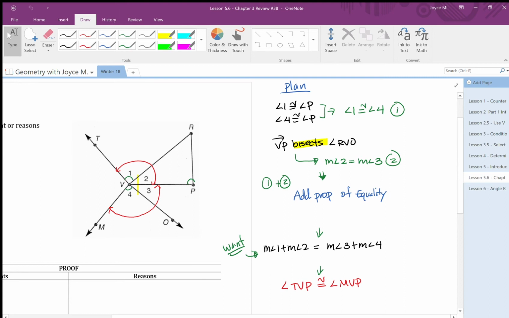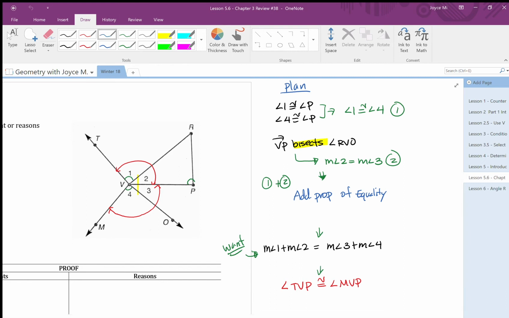So first thing, I use the given information, this piece of given information right here. I come up with angle 1 congruent to angle 4. I also use a given piece, the bisector, to get angle 2 congruent to angle 3, which is my step 2. And once I've done that, I set them equal to each other, basically add them. I have this, and then the conclusion. So this is my plan.